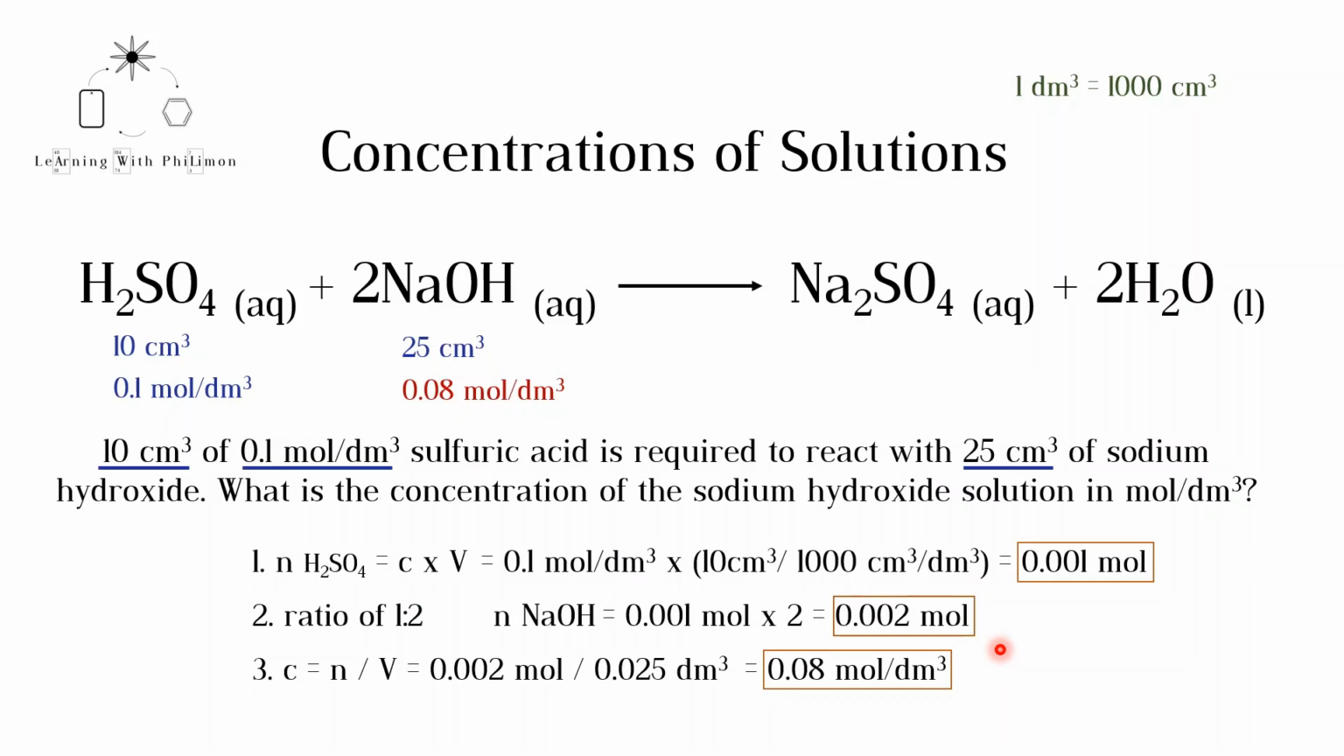A common issue for students is mixing up the values for each species. I recommend underlining the values in the question and writing them under the correct reactant or product as seen here in the equation.